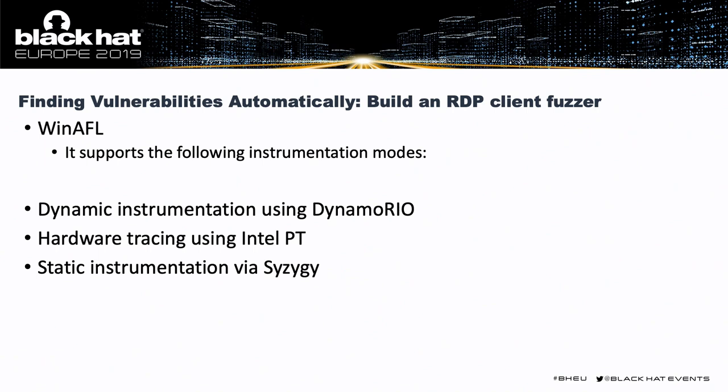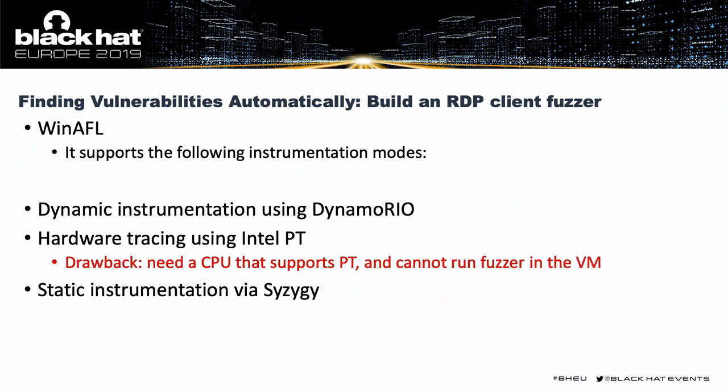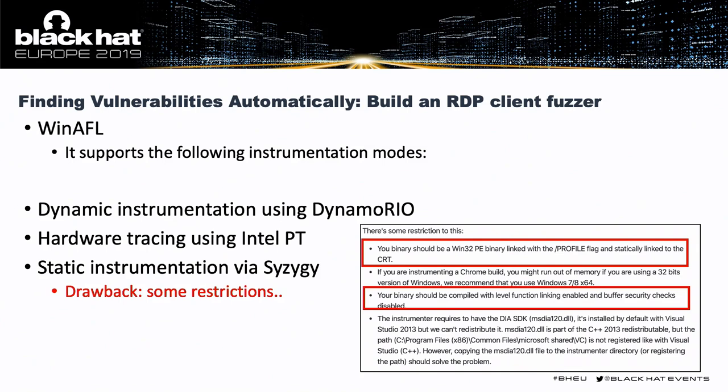WinAFL performs instrumentation to measure code coverage. Instead of instrumenting the code at compilation time, WinAFL supports the following instrumentation modes. First, dynamic instrumentation using DynamoRIO. This method is slow. Second, measuring code coverage using hardware tracing with Intel PT. This method is not available in a VM. Last, static instrumentation via GCC. This method was difficult to apply due to limitations.